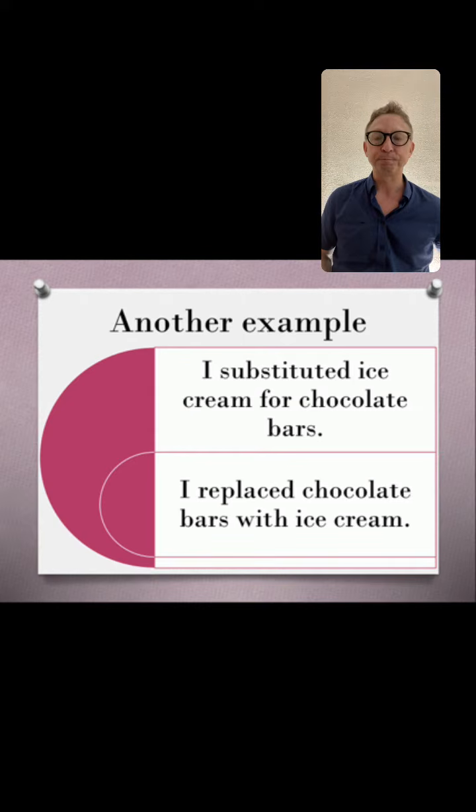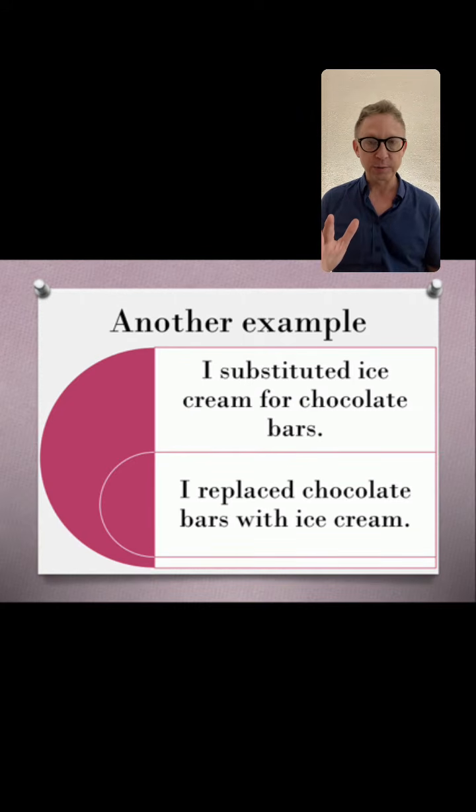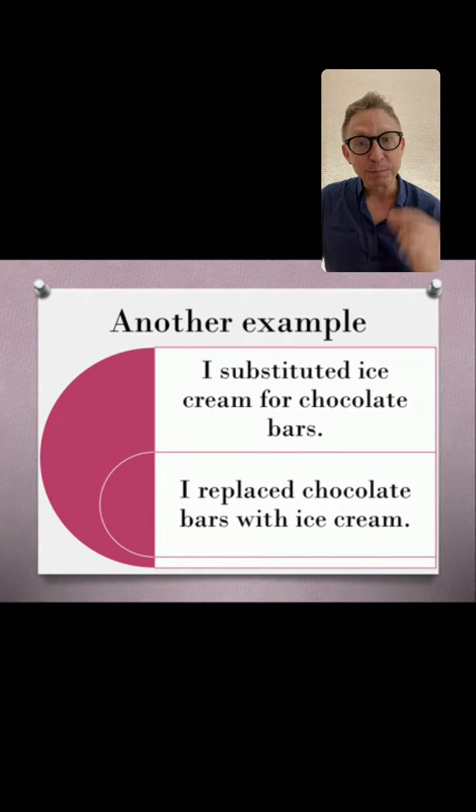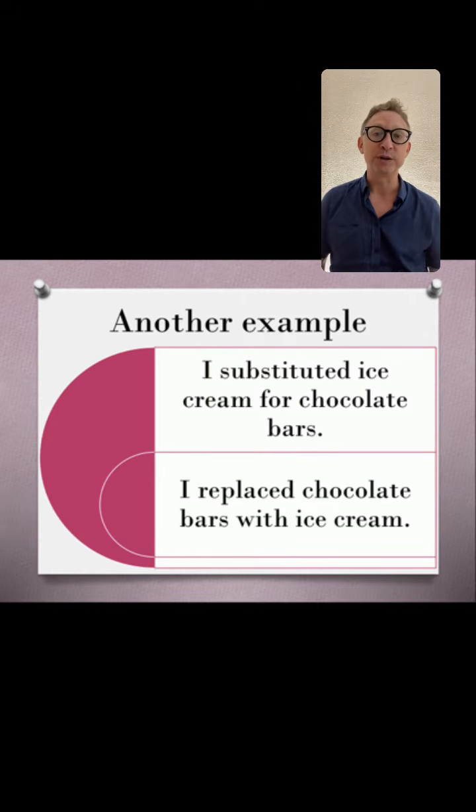One more time. I substituted ice cream for chocolate bars. So now I have ice cream. I used to have chocolate, now I have ice cream. I replaced chocolate bars with ice cream. So now I have ice cream. So why is it difficult? Because the order is reversed to arrive at the same meaning.